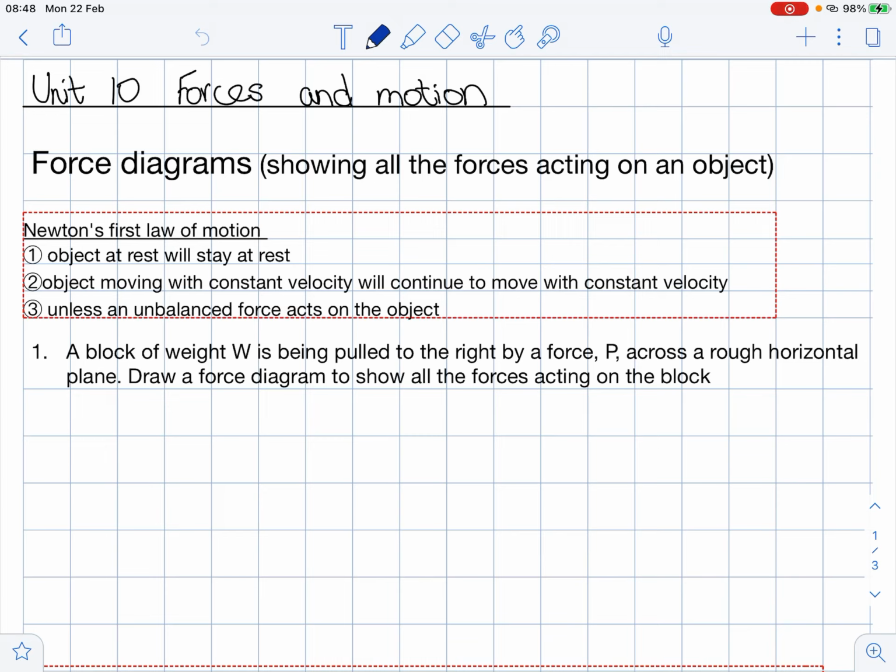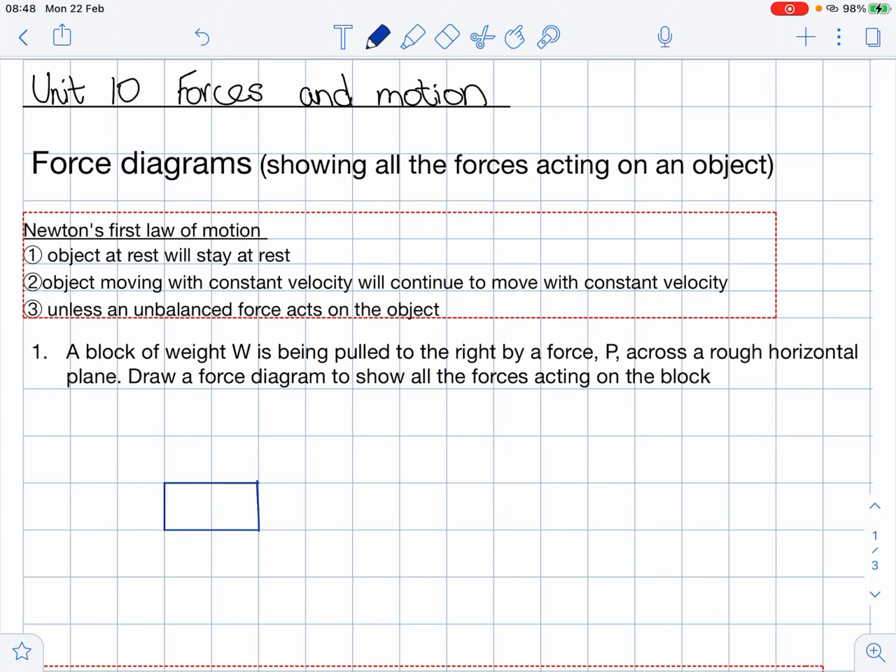So let's look at question 1. A block of weight W is being pulled to the right by a force P across a rough horizontal plane. Draw a force diagram to show all the forces acting on the block. I'm going to start by drawing a block representing the weight of W. So we are asked to draw a force diagram for a block. Start by drawing a block, just a rectangle.